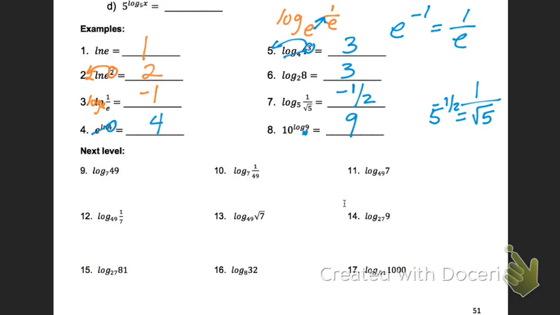Here's what I want you to do. I want you to try 9 through 17 on your own. I'm going to let you spread your wings and fly. I believe in you. You're going to get a list of answers that are fractions, and they could be negative fractions, but they're all going to work out nicely. You're not going to get decimals. They'll be fractions.